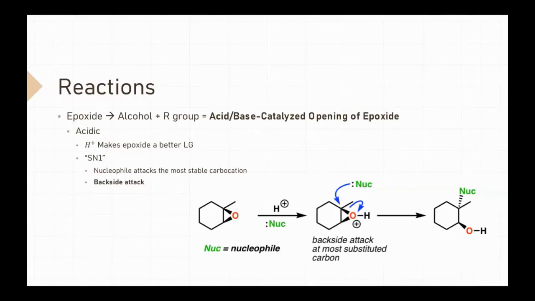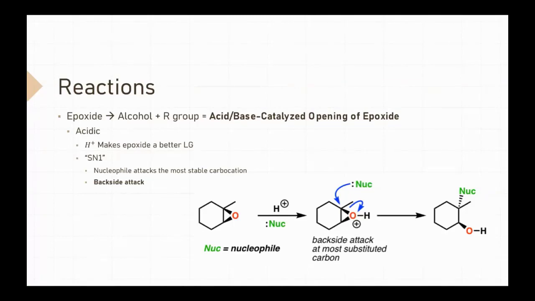Now, the next one is the epoxide. We want to know how to open up the epoxide. There are two ways of doing this: acidic conditions and basic conditions. With acidic, the H plus will make the epoxide a good leaving group.